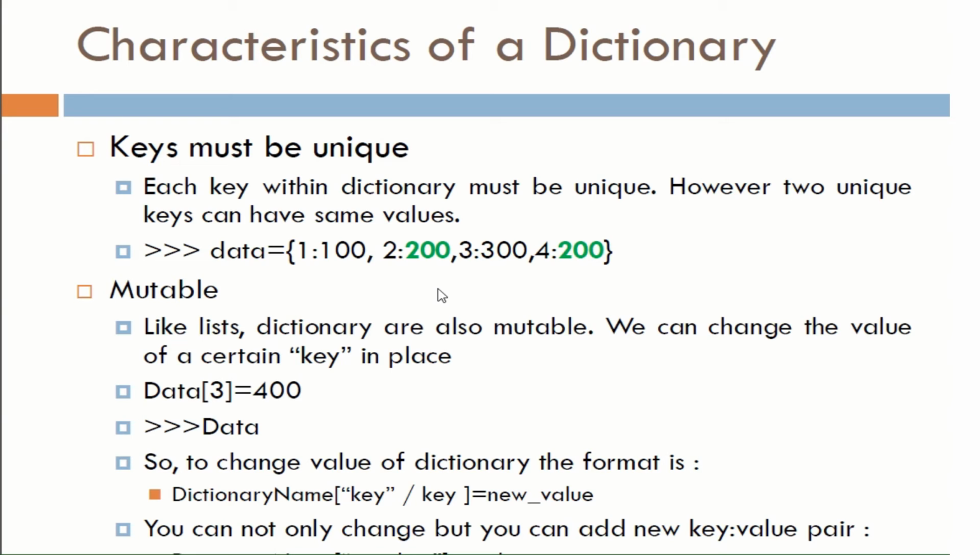So you have to take care of it: keys should be unique but values could be duplicate. Next, mutable. Like lists, dictionaries are also mutable. We can change the value of a certain key in place. Okay, see, don't be confused in that. Key is immutable, which means we could not change the key, but we can change the value of that particular key. So in that case, values are what? Mutable, but not keys. You have to take care of it.